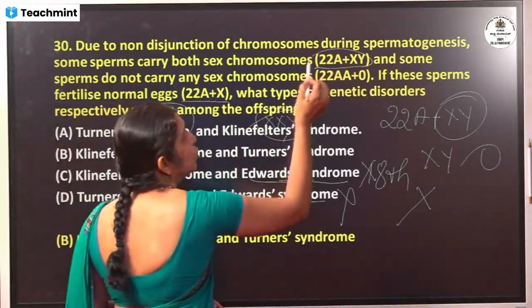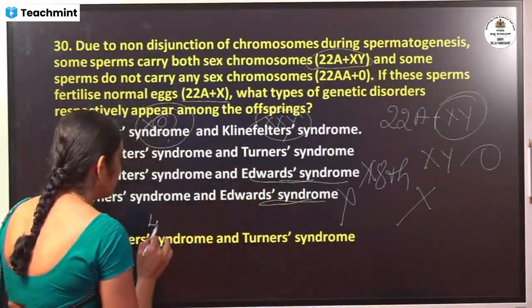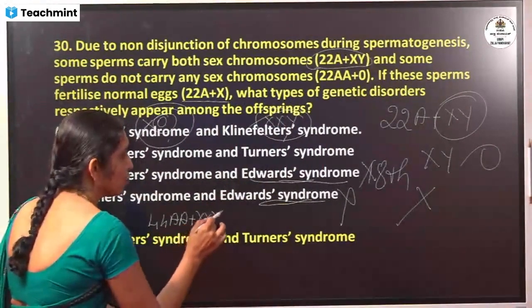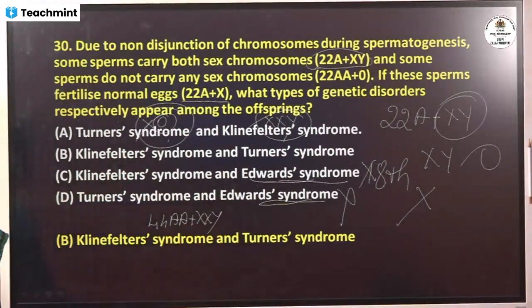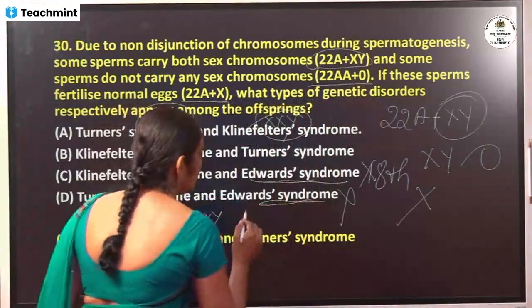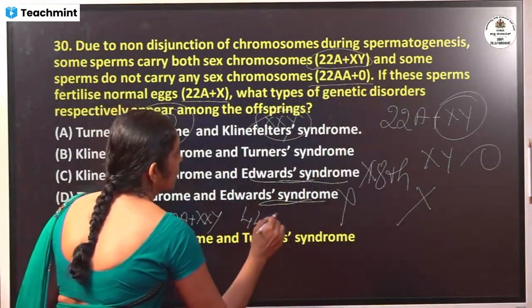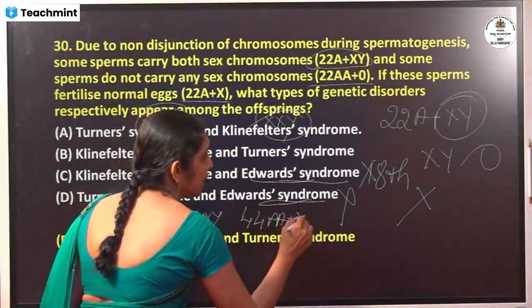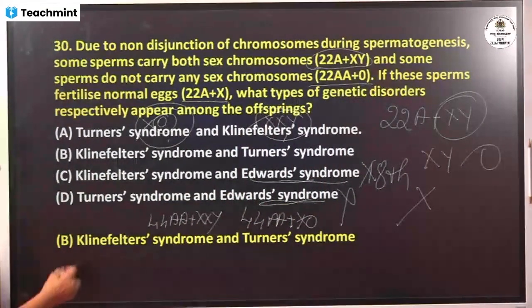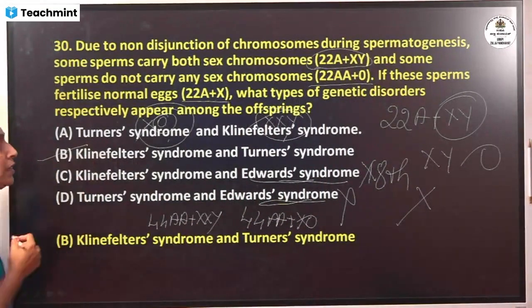if the egg fuses with this one, you are going to get 44AA plus XXY, which is your Klinefelter syndrome. And if it is going to fuse with this sperm, then it is going to be 44AA plus X0, isn't it? So definitely it is Klinefelter syndrome and Turner syndrome.